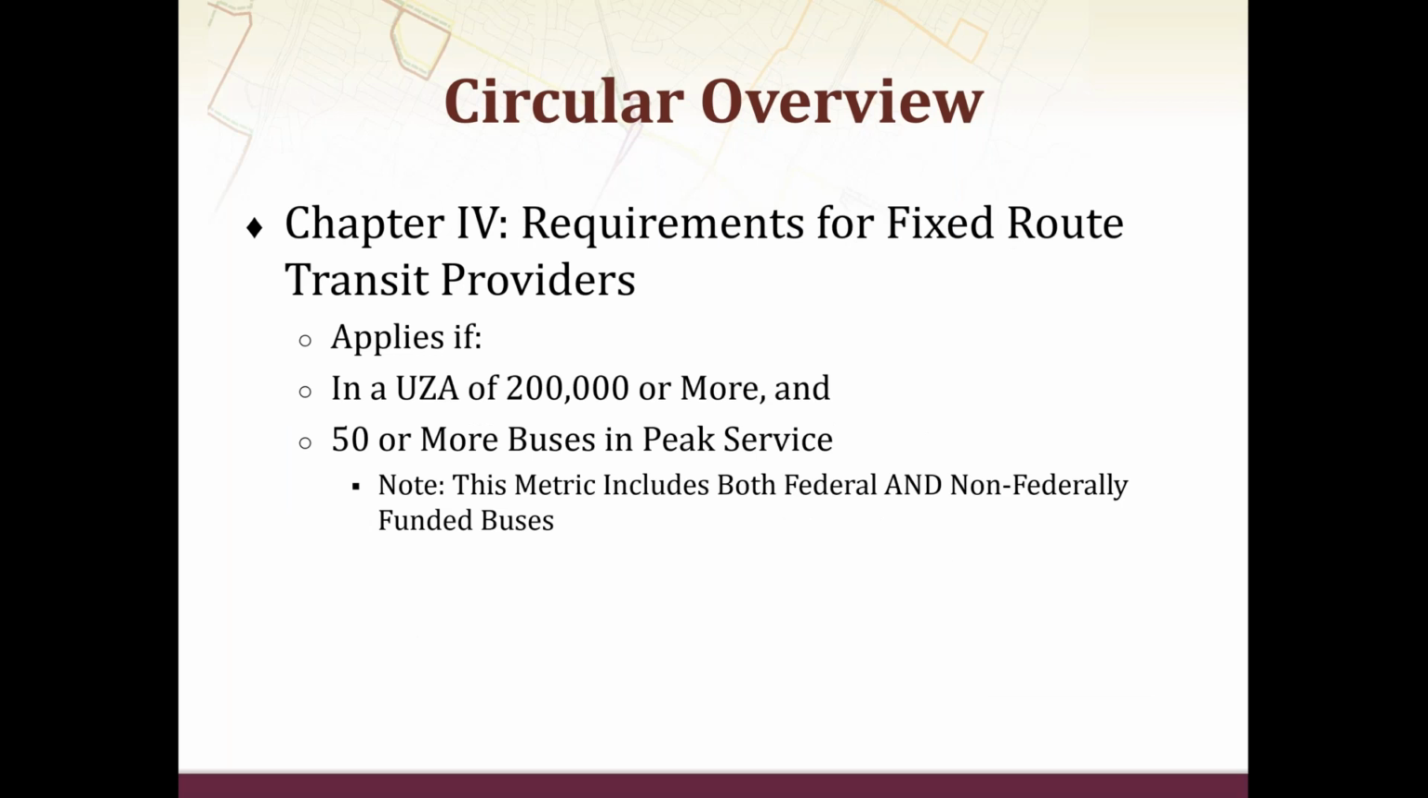I did want to just clarify, I don't know how many people on this call would fall above this threshold, but the requirements for fixed route transit providers apply once again if you're in a UZA of 200,000 or more in population and you have 50 or more buses. I just want to clarify that's in peak service, and it includes both federally and non-federally funded buses. That's a mistake we sometimes see, where people think they're below the threshold and therefore they don't have to do things like conduct equity analyses, because they think they're just counting their federally funded vehicles, but it's actually both federally and non-federally funded buses. So that's an important distinction to make.